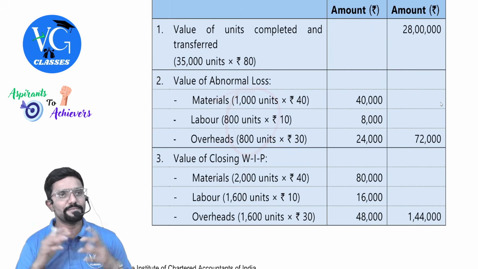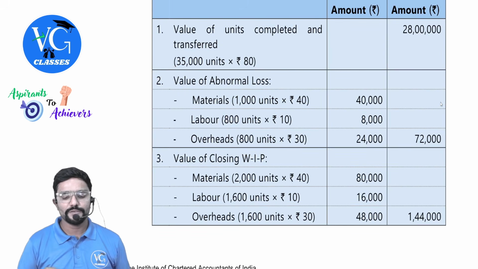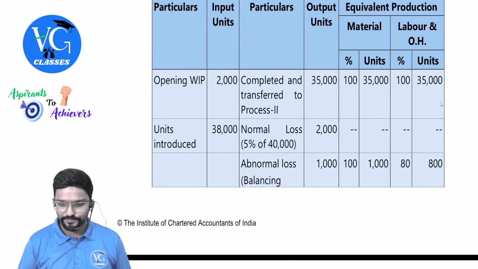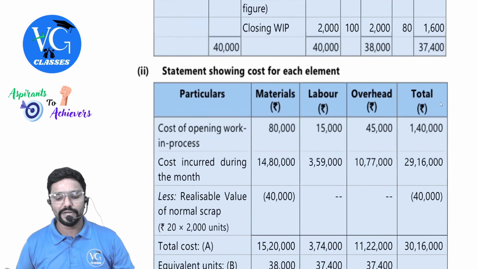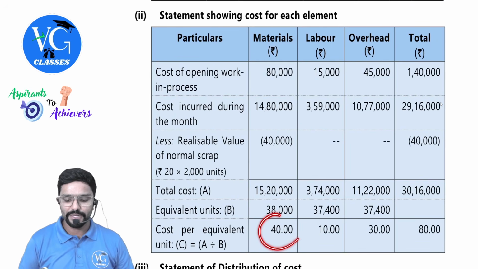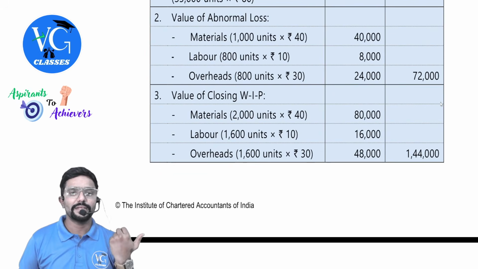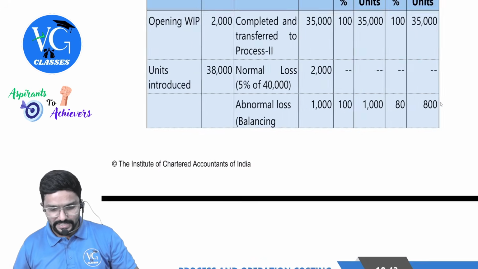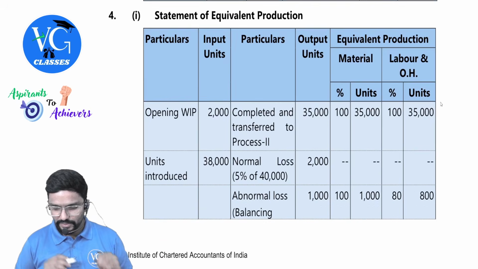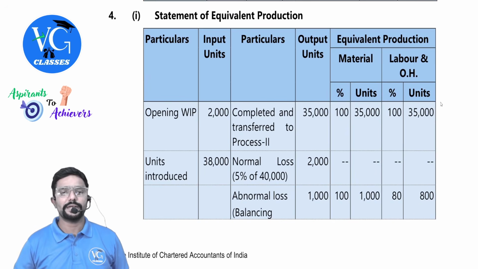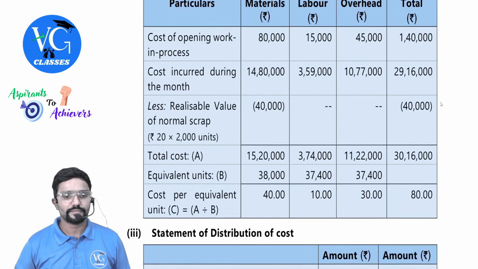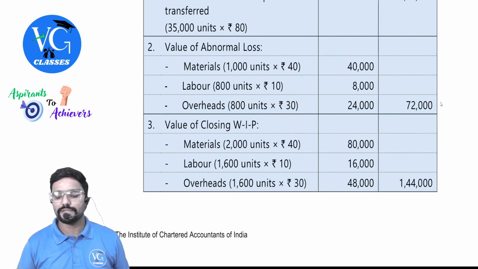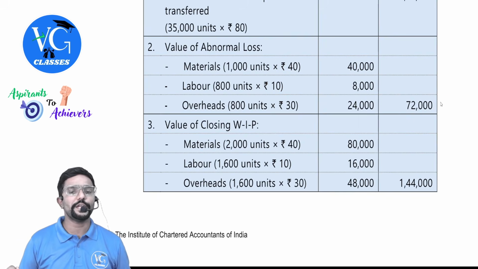Next, value of abnormal loss. Here, please go element wise because the equivalent units are different. First material: what is the equivalent units? 1000, from the first calculation. 1000 into the cost per equivalent unit for material, which is 40. Then for labor and overhead, the equivalent units are 800. So 800 into 10, 800 into 30. We got the value of abnormal loss to be 72,000.